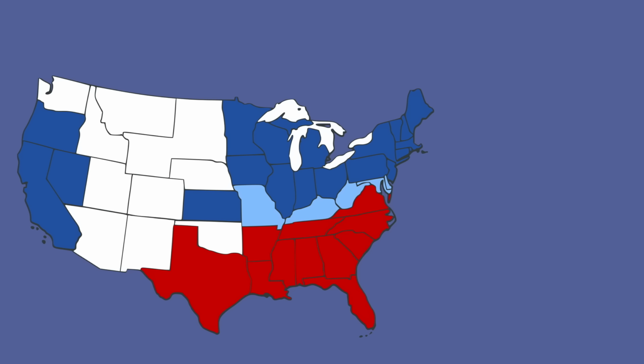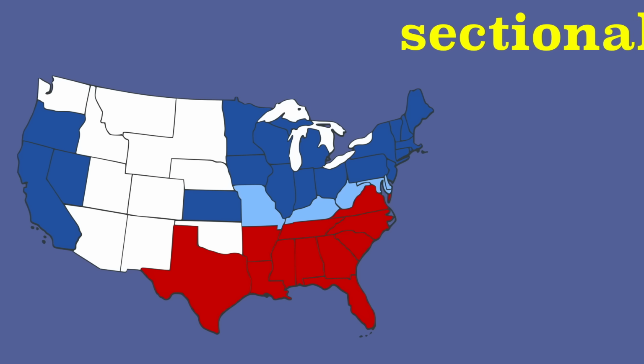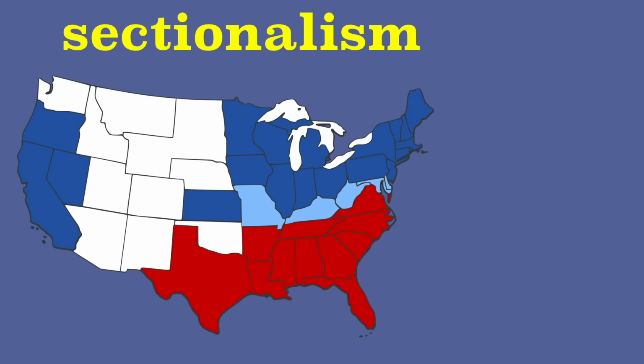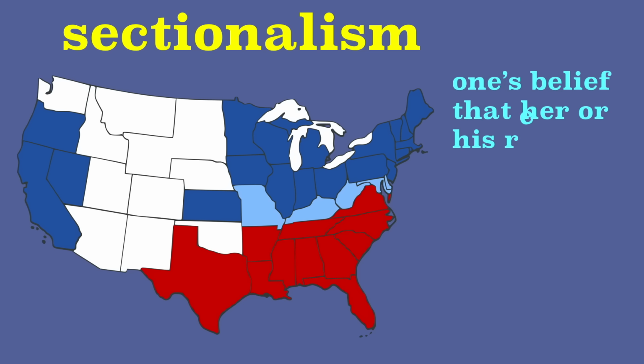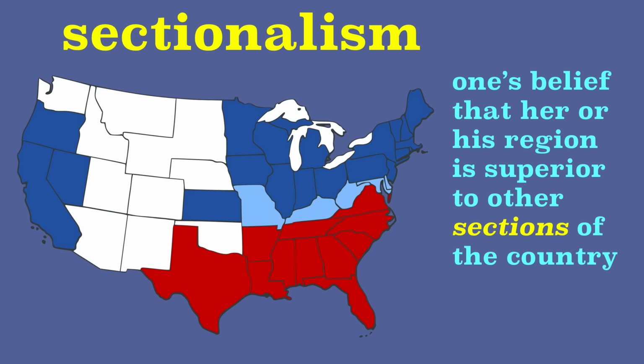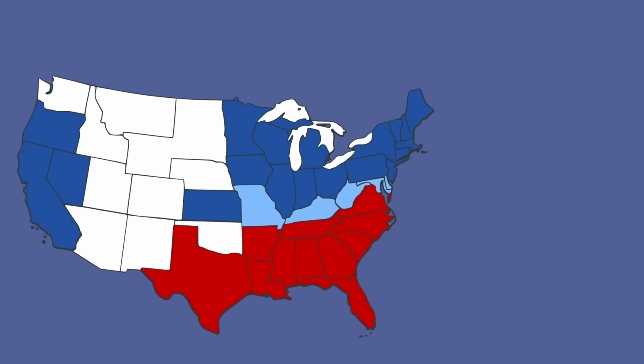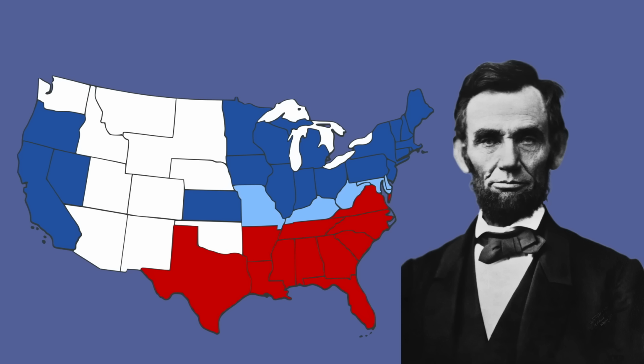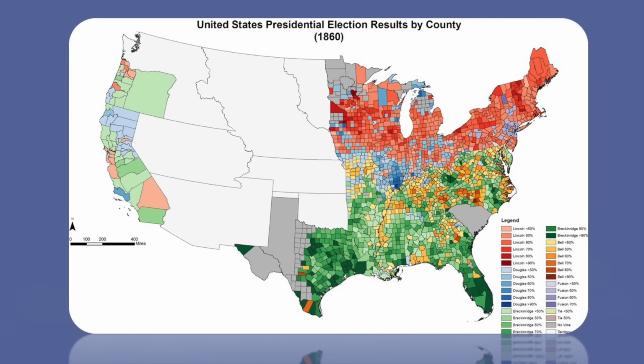In conclusion, these differences definitely helped explain sectionalism, or one's belief that her or his region is superior to other sections of the country. Political conflict often begins with regional differences. Just ask Abraham Lincoln, who was elected president pretty much thanks to just one region. The North. Let's pull up that county map of the presidential election of 1860 again.